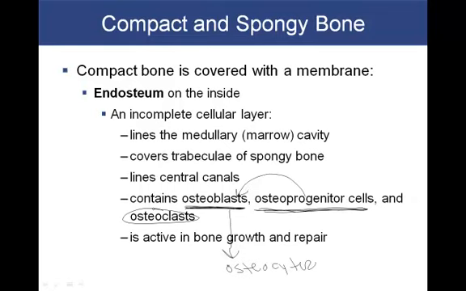And then we also have the osteoclasts. And remember, these cells are associated with bone recycling. Osteoclasts release a tremendous amount of digestive enzymes which really break down the matrix, releasing those minerals back into circulation. And it's through the activities of these cells that the endosteum helps participate in both bone growth and repair.